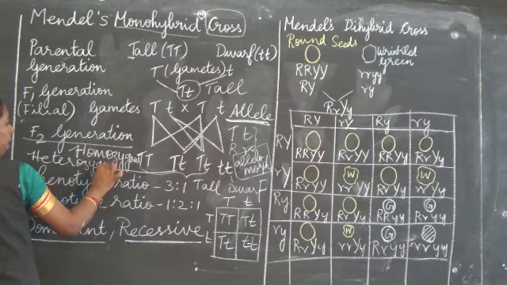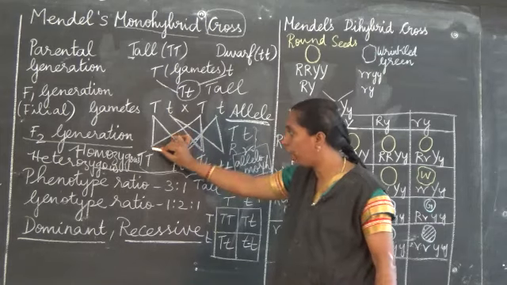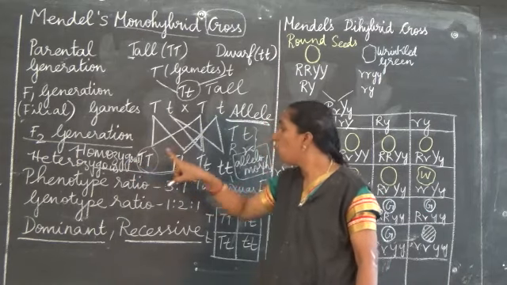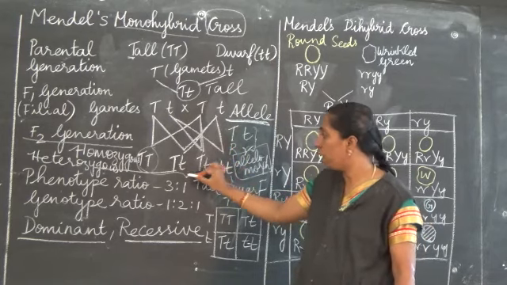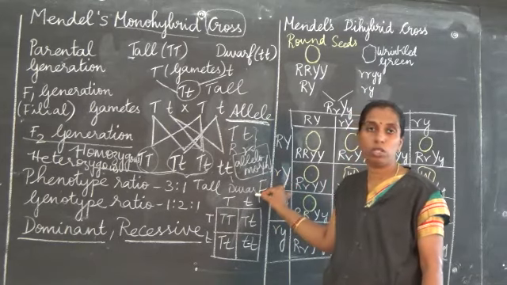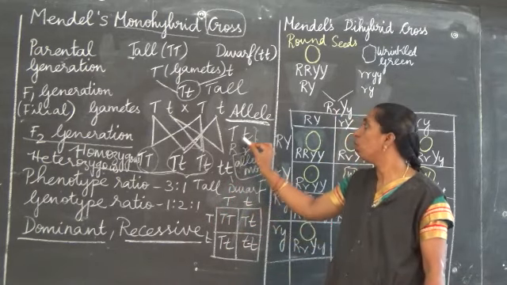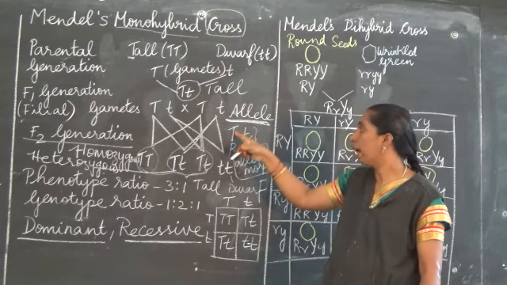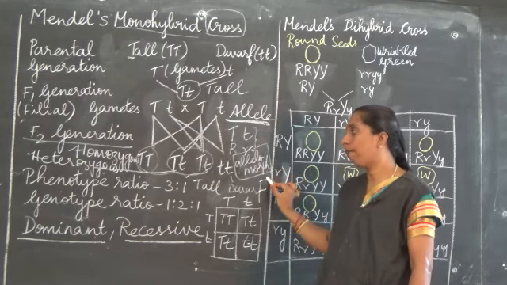Homozygous means similar pair of genes, whereas heterozygous means dissimilar pair of genes. Here capital T, capital T, they have a similar pair of genes, so it is called as homozygous. Whereas heterozygous, here one capital T, one small t. They both are different, so they are called as heterozygous. So learn these definitions. If you are thorough with the definitions only, you can understand the concept. Allele means the alternative expression of the same gene. For the character stem height, the alleles are capital T, tallness, and then dwarfness. So such pairs are called allelomorph.